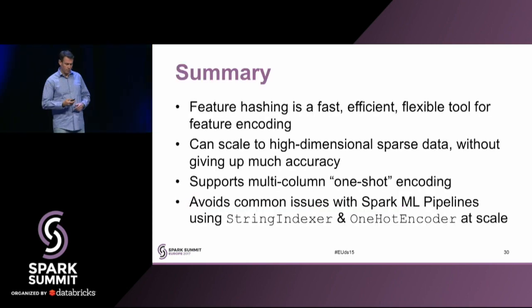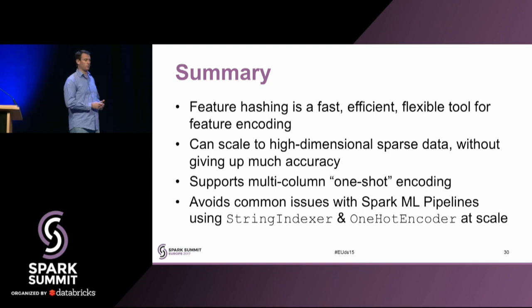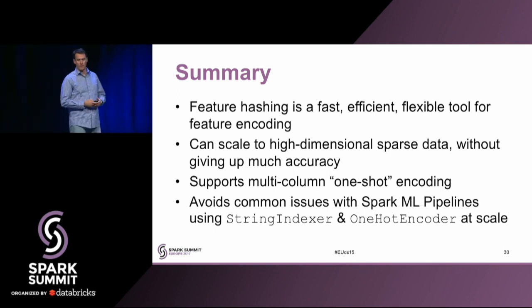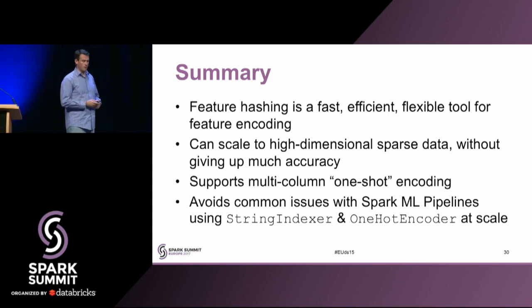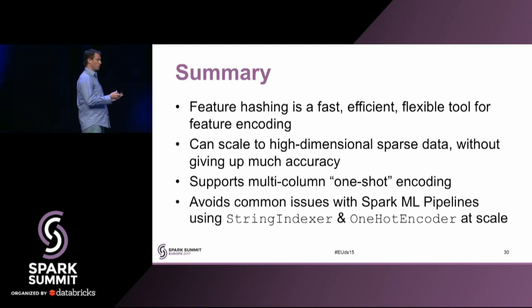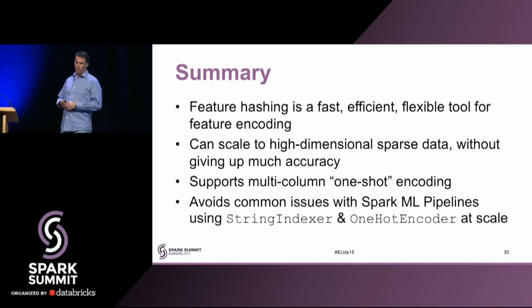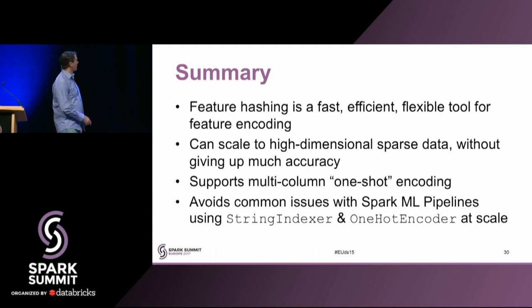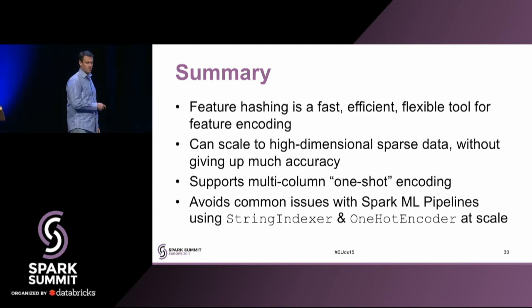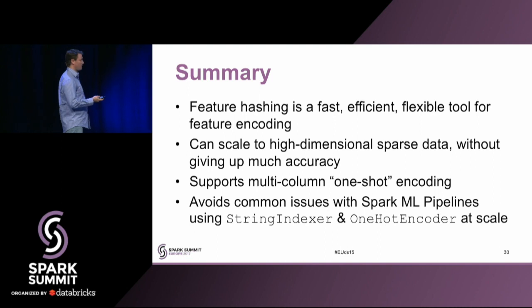Okay, so in summary, feature hashing is a fast, efficient, flexible tool for encoding both real and categorical features. It allows you to scale up to extremely high-dimensional sparse data without giving up much, if any, accuracy. Of course, that doesn't apply to all datasets, and definitely only use it with sparse data. It doesn't help you with dense data. It supports multi-column one-hot encoding and vectorization, and it avoids common issues with Spark pipelines, such as string indexer, one-hot encoder, and vector assembler at scale.